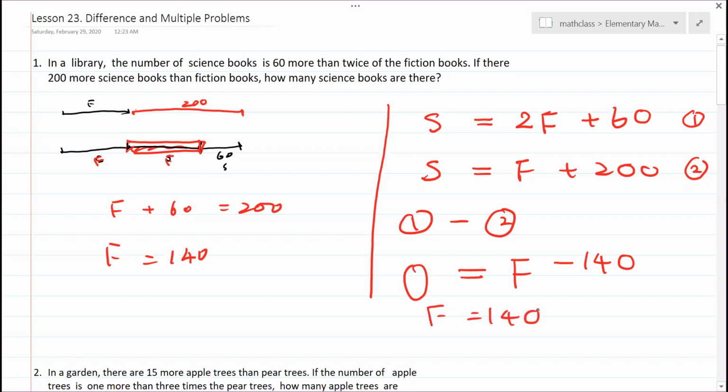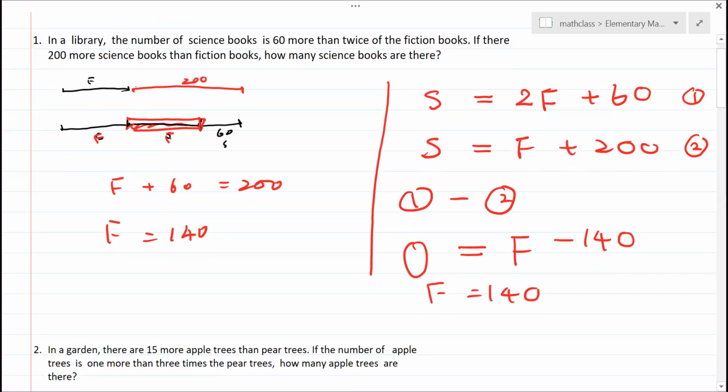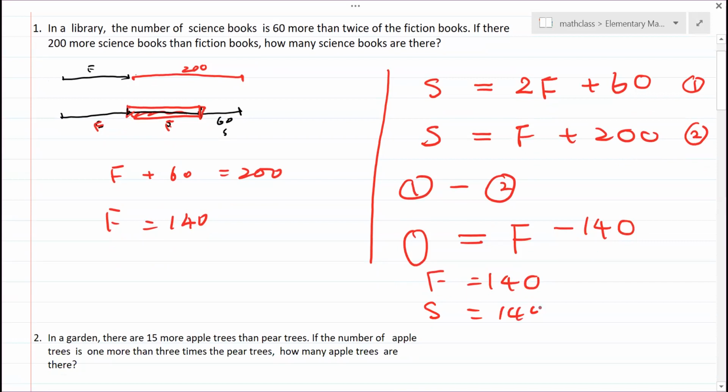Once you figured out that, then S is going to be 140 plus 200. 140 plus 200 should be 340. So there are 340 science books there.